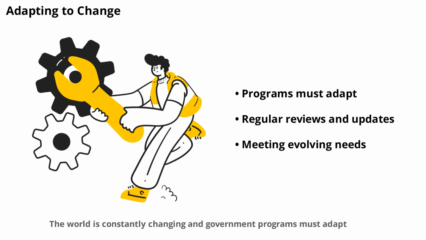The world is constantly changing, and government programs must adapt. New technologies, shifting demographics, and emerging challenges require flexibility. Policymakers regularly review and update programs to keep them relevant. Adaptability ensures that programs continue to meet society's evolving needs.